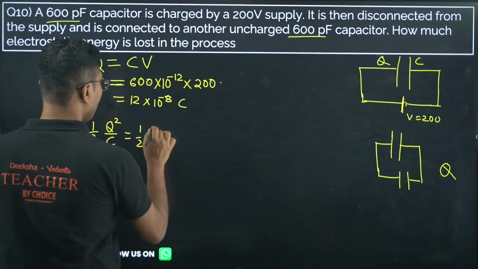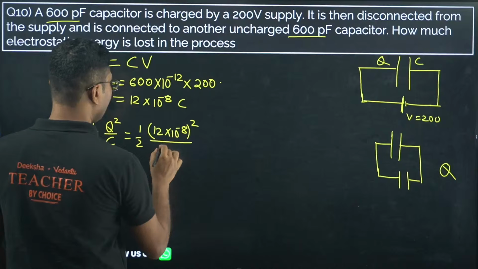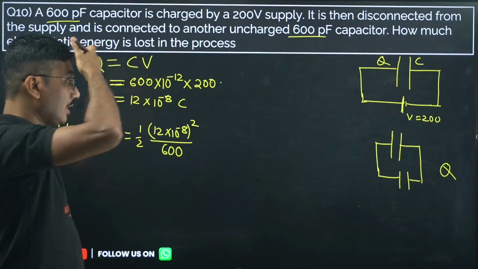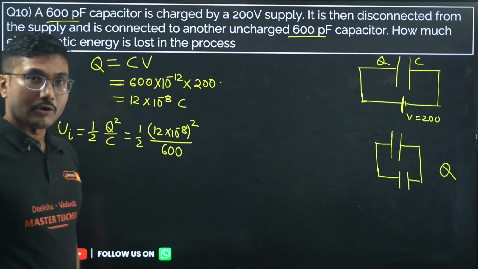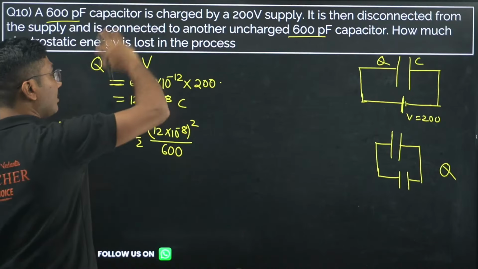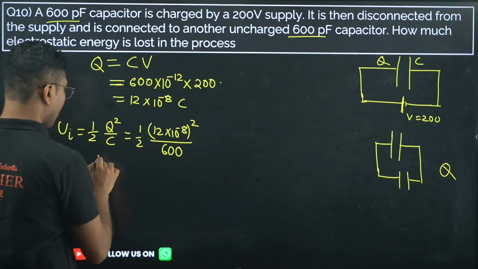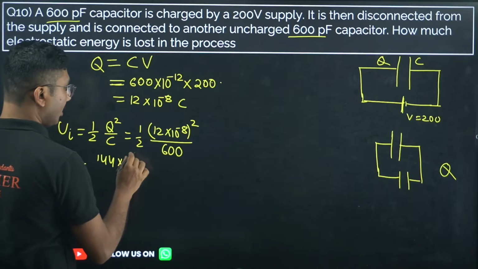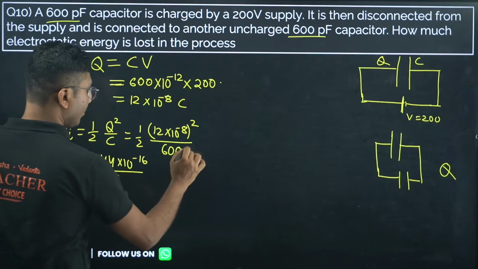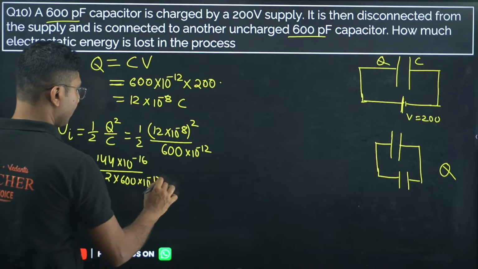So half into 12 into 10 to the power of minus 8. I will explain why this is simpler, and it will not matter whether both are the same or not. No matter what question they give you, if you use this method, you will always get the correct answer. If you use the half CV square method, that will depend on whether the capacitances are the same or not. Okay, this method is almost independent. So you get 144 into 10 to the power of minus 16 divided by 2 into 600 into 10 to the power of minus 12.